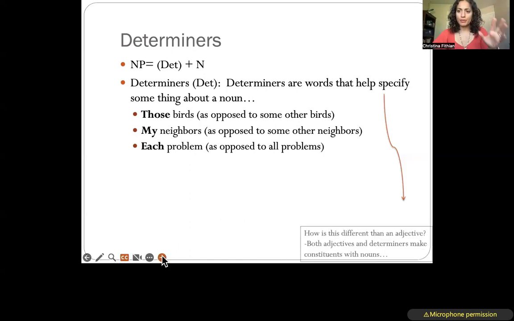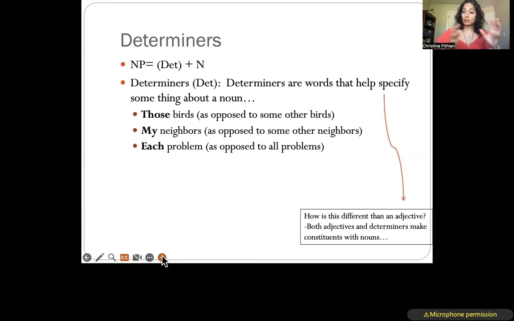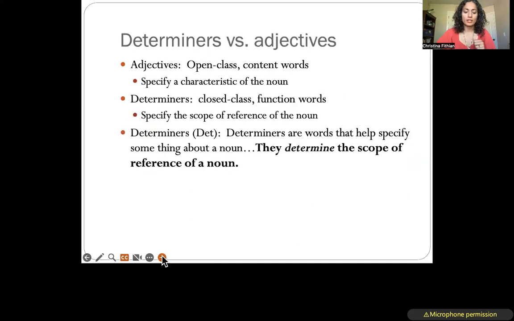So they specify something about the noun, and a lot of times people get them confused with adjectives. They look really similar to adjectives, right? Both adjectives and determiners specify something about the noun, and they also make constituents with nouns, but there is a key difference between determiners and adjectives. And that is that adjectives are open class content words. They specify a characteristic about the noun. Whereas determiners are closed class and they're function words. They just specify the scope of reference of the noun. So that's the difference, right?